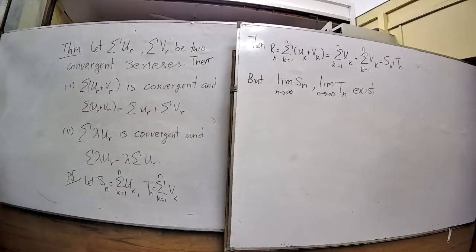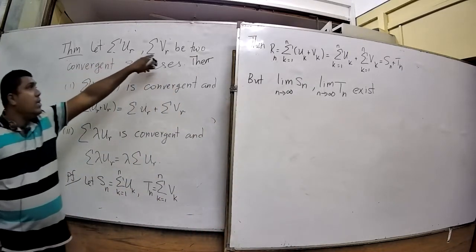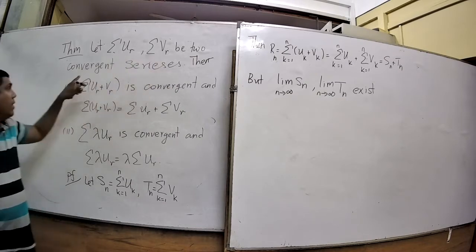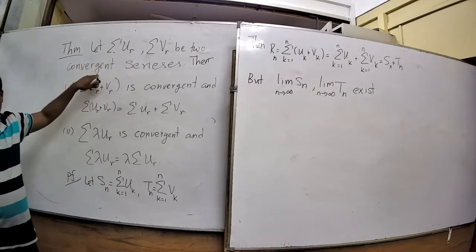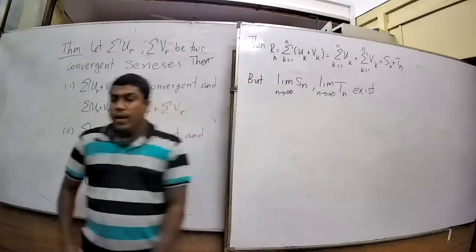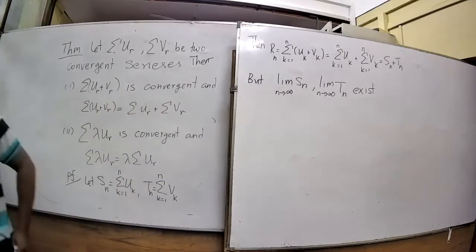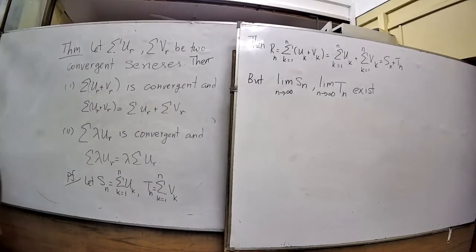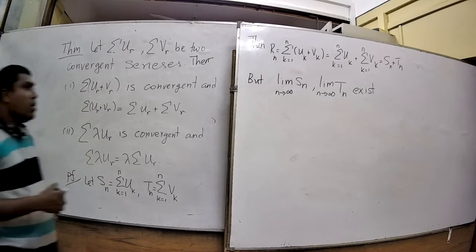But now you know, because these two series are convergent, it was given that these two series are convergent, these two limits exist, right? As long as the series is convergent, you know that the sequence of partial sums also converges, and that limit exists.